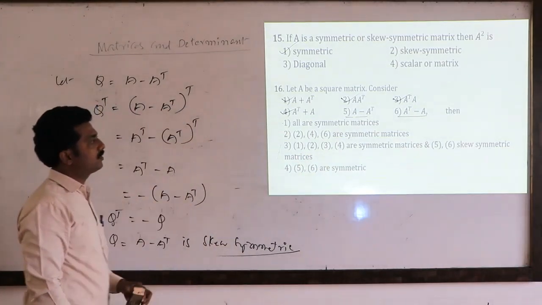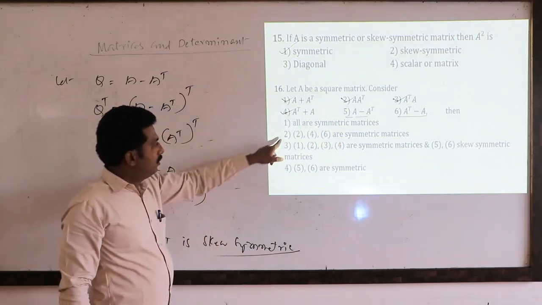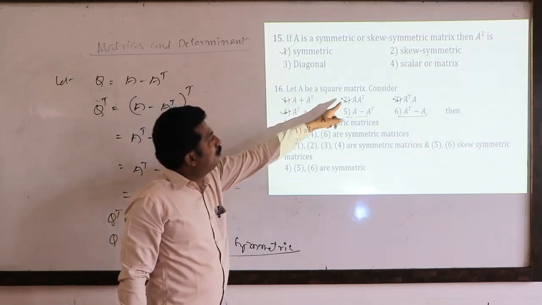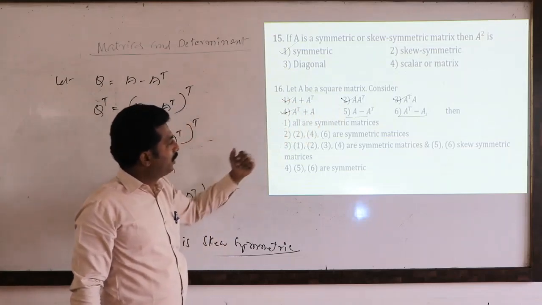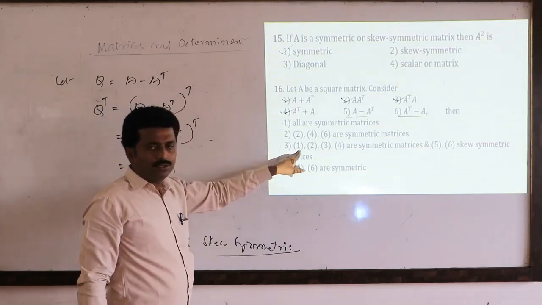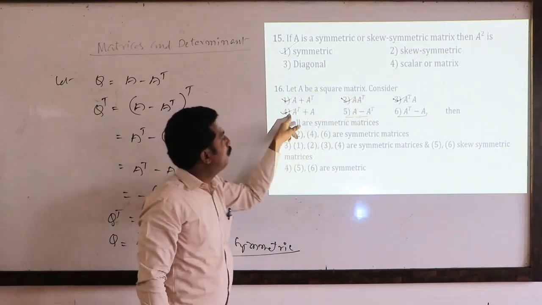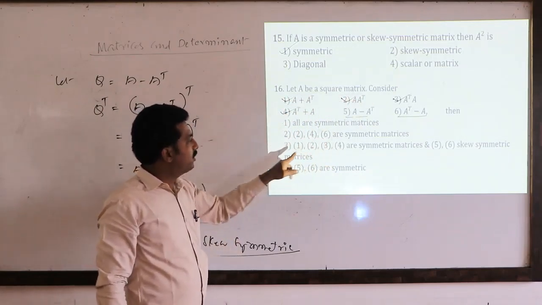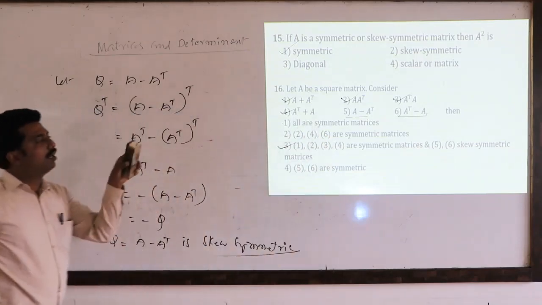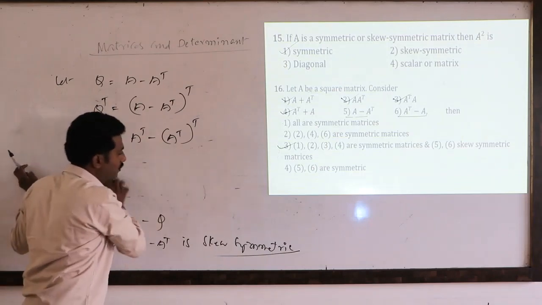See, there are four options. In the first option, all are symmetric matrices, so that is wrong. Second option, 2, 4, 6 symmetric, so 1 is also symmetric. That is also a wrong option. Third option, you observe: 1, 2, 3, 4 are symmetric matrices, and 5 and 6 are skew symmetric matrices. So exactly the third option is the answer. Like that we have to answer.